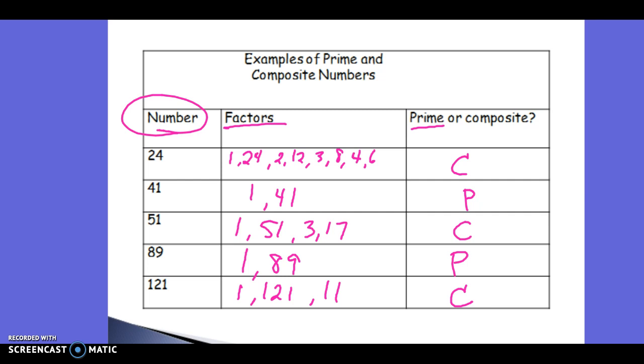Alright, this is what you should have gotten. You can check to see if you came up with all the different factors. So 3 of them were composite and 3 of them were prime.